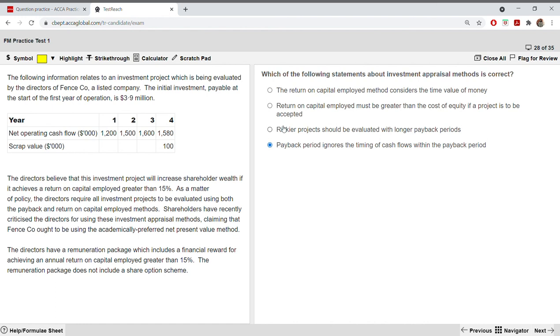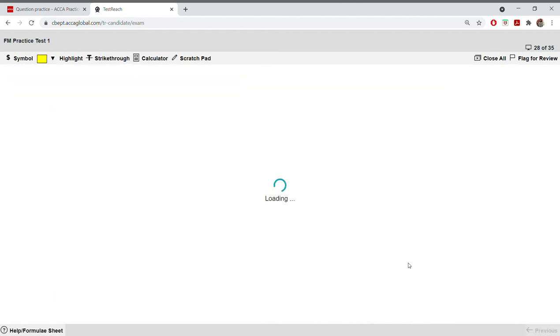Okay. Payback period ignores the timing of cash flows within the payback period. Yes, it definitely ignores the time cash flow. When we did this, we didn't see the fourth year cash flow. We ignored it. So that is the fourth one.